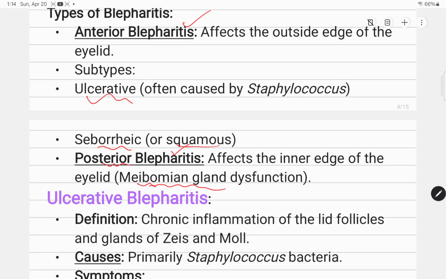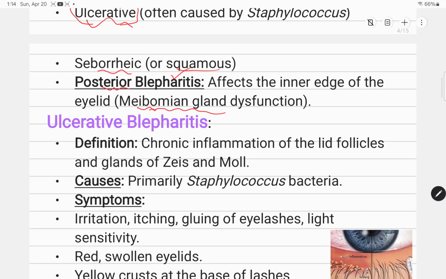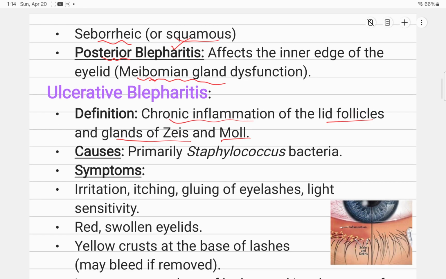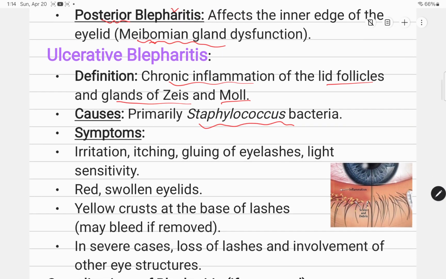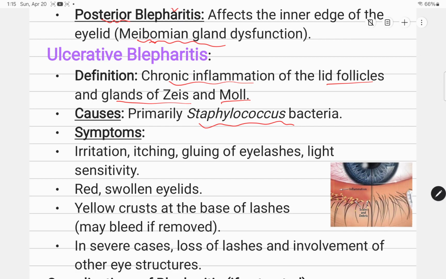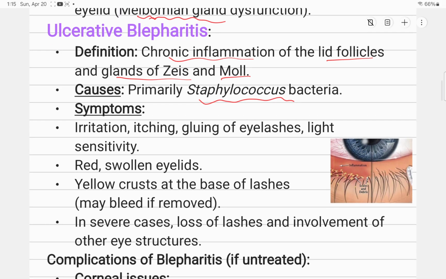First we will discuss anterior blepharitis. Its first type is ulcerative. Ulcerative blepharitis is a chronic inflammation of the lid follicles, glands of Zeis and Moll. Because it is anterior, these glands are present anteriorly and get infected, and it is caused by Staphylococcus bacteria. Its symptoms are different compared to the diseases we discussed earlier, like chalazion, stye, and internal hordeolum. Its symptoms include irritation, itching, gluing of eyelashes, and light sensitivity.